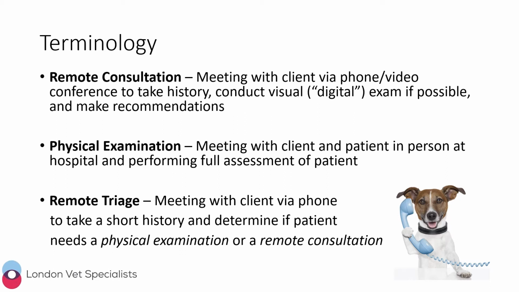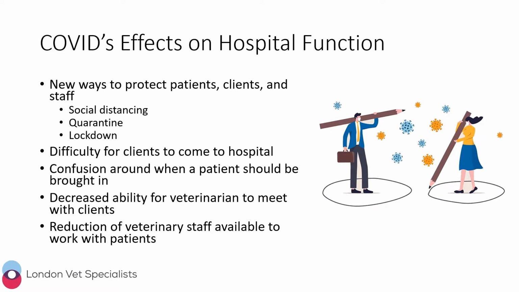This one isn't as important to be a video, but the goal is to take a short history and try to get a sense of, is this an emergent, an urgent, or a non-urgent, routine case? From that remote triage, you can get an idea of which of those categories that patient falls into, and then decide, does this patient need to physically come into the hospital for a physical examination, or does this sound like a non-urgent or a low-grade urgent case that might benefit from simply a remote consultation and not presentation to the hospital?